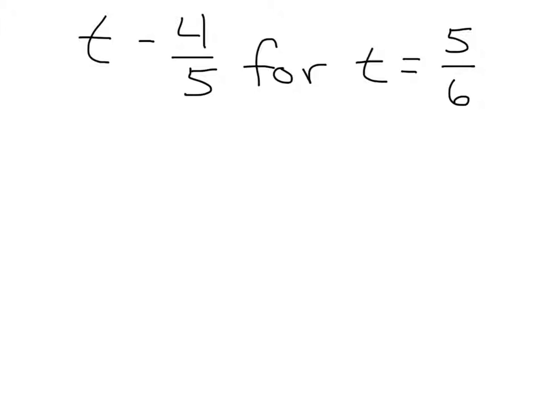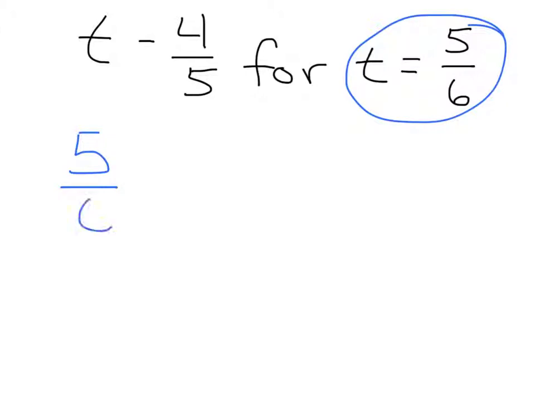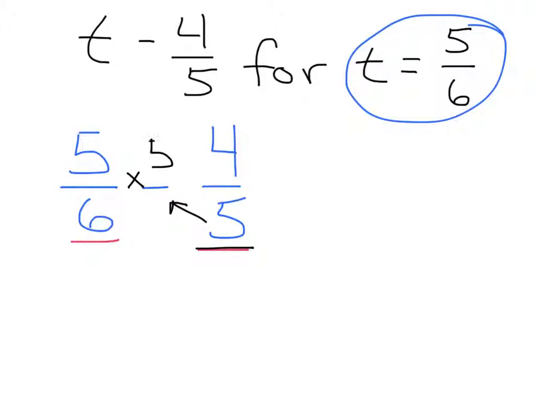Alright, the last one here says evaluate t minus 4/5 for t equals 5/6. So we're going to take what t is and plug it in where t is. So I have 5/6 minus 4/5. So the denominators are not the same. So I'm going to take this one right here and multiply it over here. So that's going to go up there like we usually do. So 5 over 5. And that turns into 25 on the top, 5 times 5. Over on the bottom, 6 times 5 is 30.